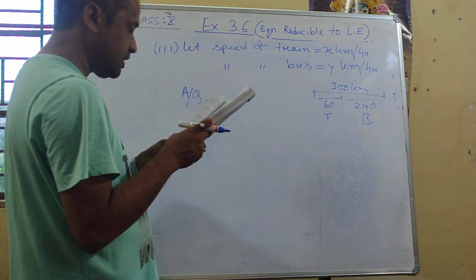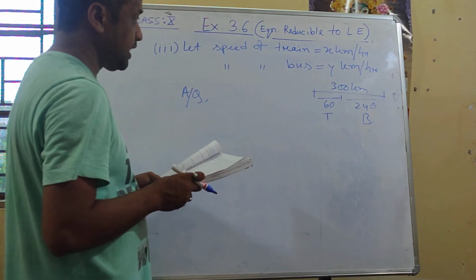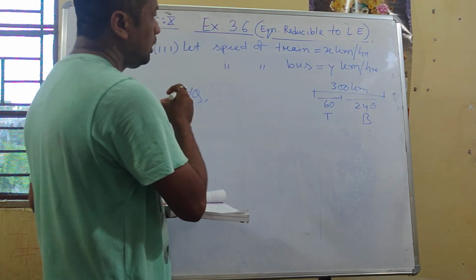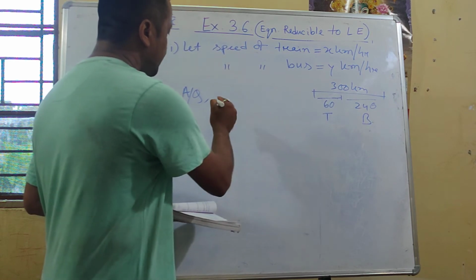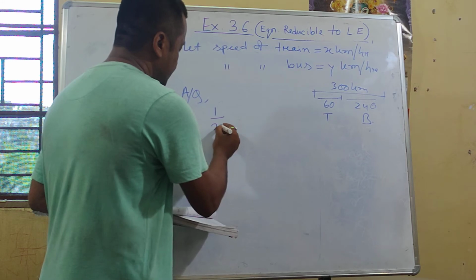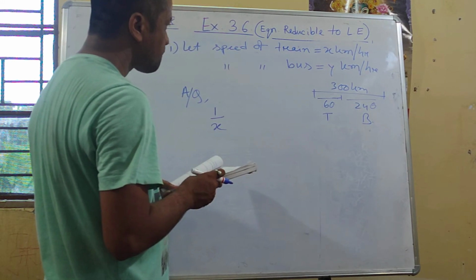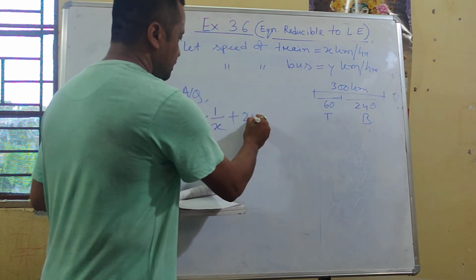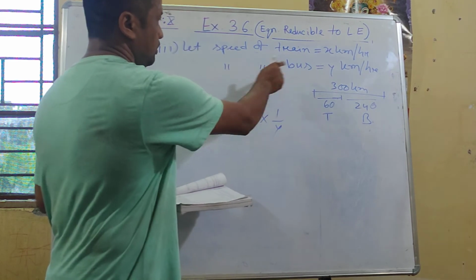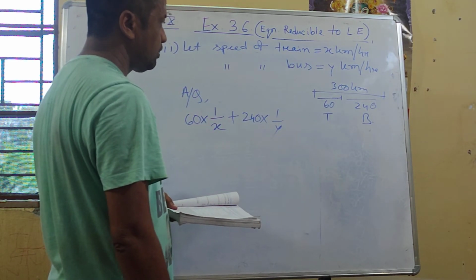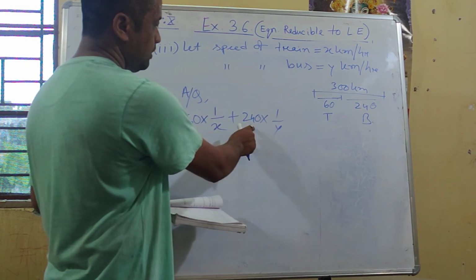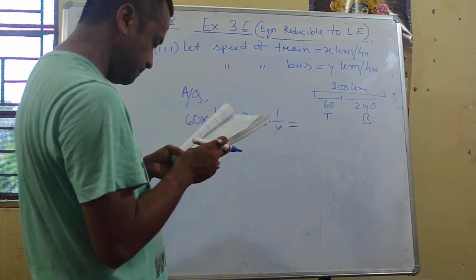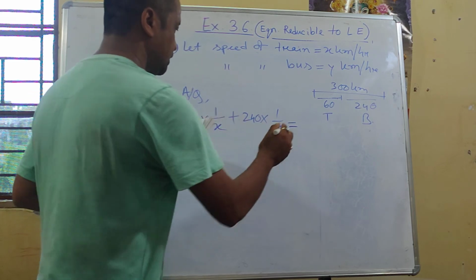If she travels 60 kilometer by train, speed is x kilometer per hour, so x kilometer takes 1 hour, and 1 kilometer takes 1 by x hour. So 60 kilometer takes 60 into 1 by x, plus the remaining 240 by bus. For the bus, y kilometer is covered in 1 hour, so 1 kilometer is covered in 1 by y, and 240 kilometer in 240 into 1 by y. The total time is 4 hours.